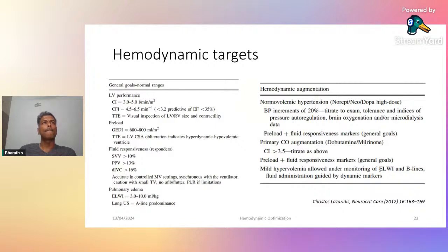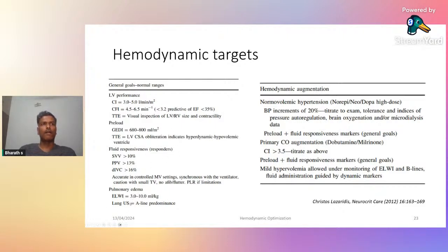Pressure reactivity index in itself is a separate large topic, so I will not go through that at this point of time. Now, what kind of targets do we maintain in our ICU? What would be our hemodynamic targets for different groups of patients? A cardiac index of 3 to 5 liters per minute would be an ideal target, and a global end-diastolic index of 680 to 800 ml would be an ideal target. For fluid responsiveness, whenever the SPV is more than 10 or PPV is more than 13, that means they are responders.